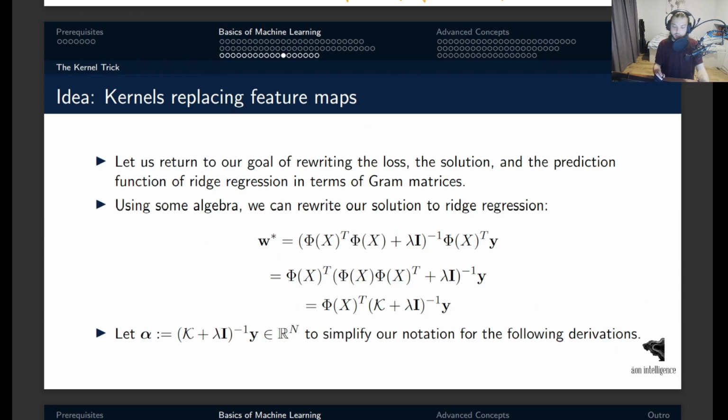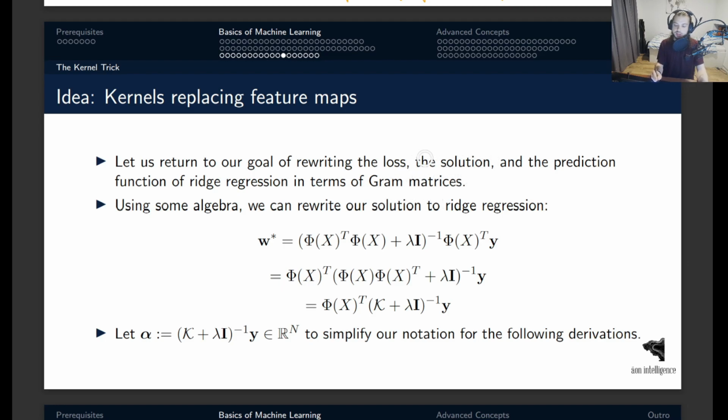But let's return to our original goal of rewriting the loss, the solution, and the prediction function of ridge regression. And we will rewrite these functions in such a way that they only involve Gram matrices. And we can replace Gram matrices with our kernel matrices. The kernel matrices are equivalent to the Gram matrices insofar as they have the same entries, but the entries of the kernel matrices are the evaluated kernel functions, and these are much more feasible computationally than the evaluated inner product of feature mapped observations as in the Gram matrices.